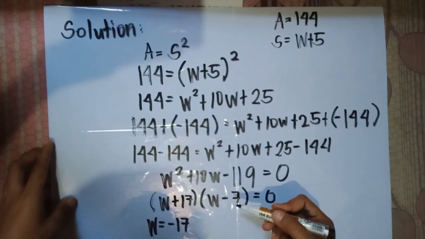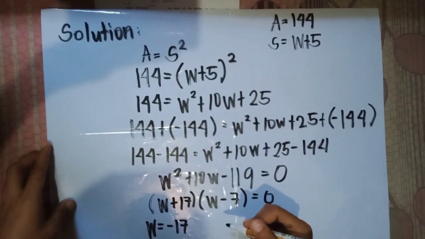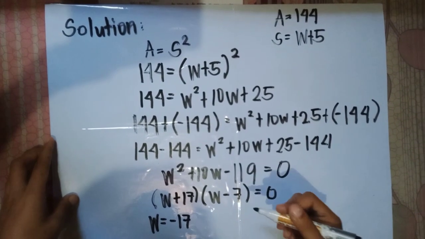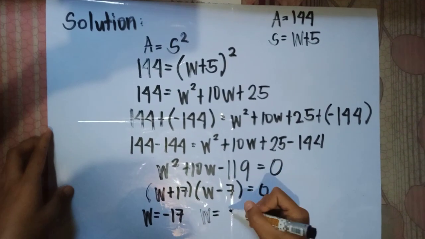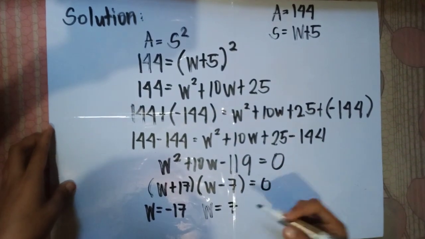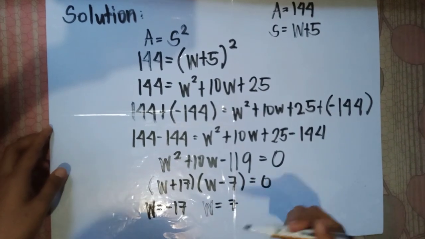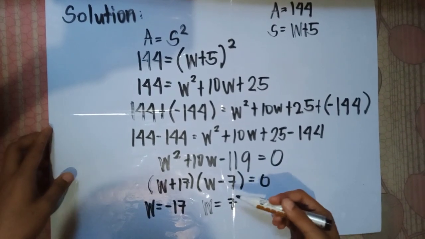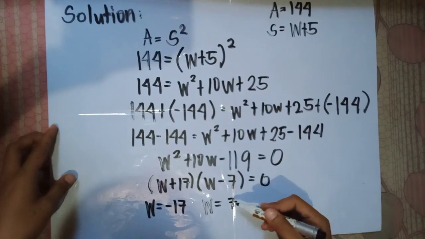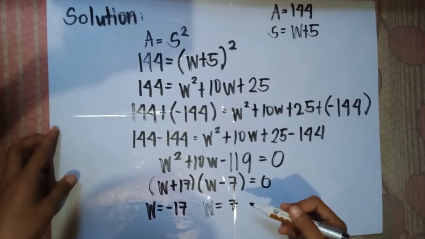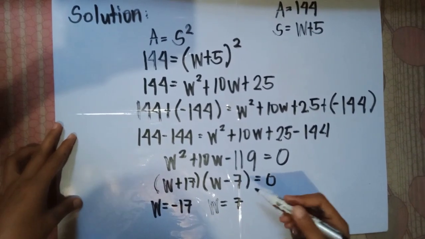For the second solution, w minus 7 equals 0. Transpose the negative 7 to the right side of the equation. The equation will become w equals positive 7. 7 is the other solution. But since length and measurement cannot be negative, the only valid solution is 7 meters, because width cannot be a negative quantity. This means that the width is 7 meters.